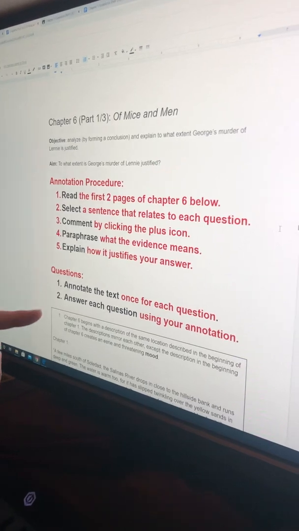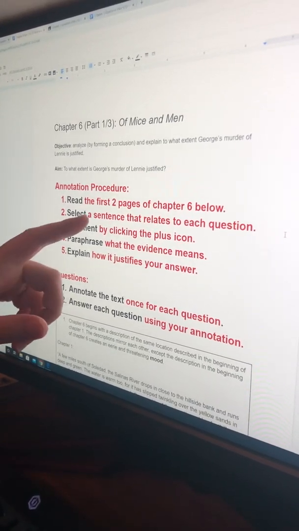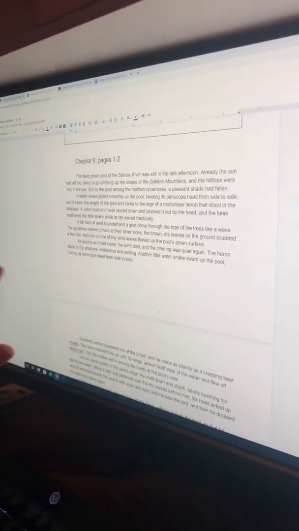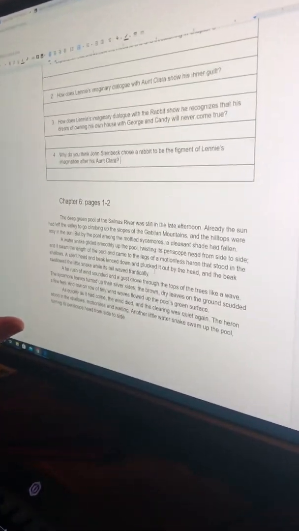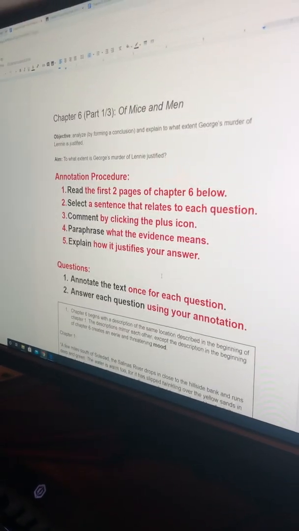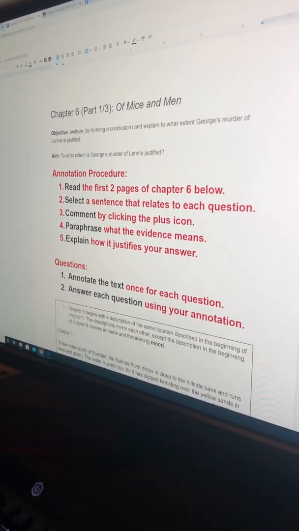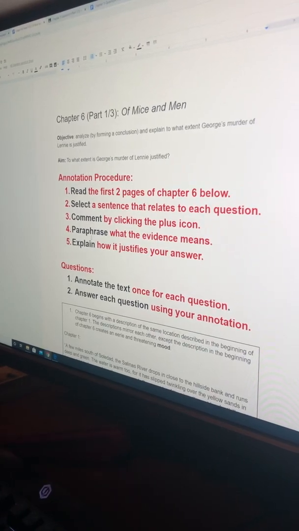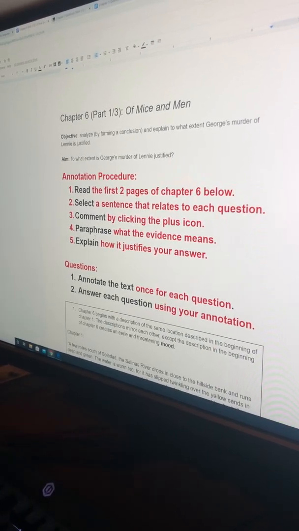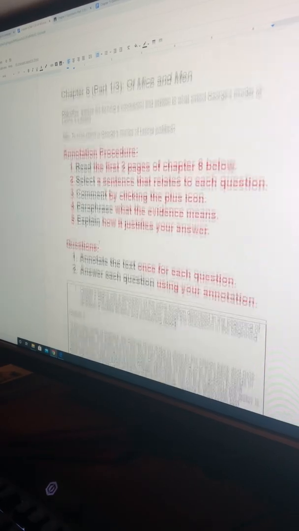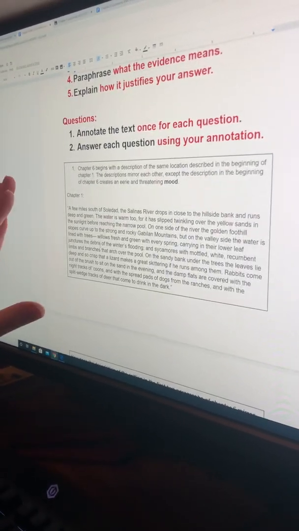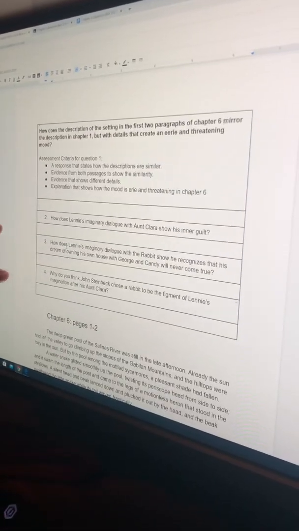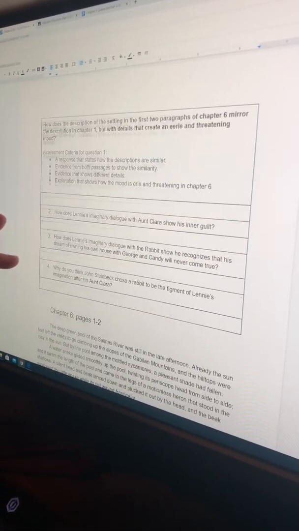The annotation procedure is the same as before. You're going to read the first 2 pages of Chapter 6 below. Like last time, I've just copied the text right here to make it easier for you to read it and to annotate. And this was a big question that people had. They said, okay, how many annotations do I have to make? The answer is 1 for each question. So here we have 4 questions. Question 1 is a little bit complicated. And then 2, 3, 4. So you just need 1 annotation for each question.